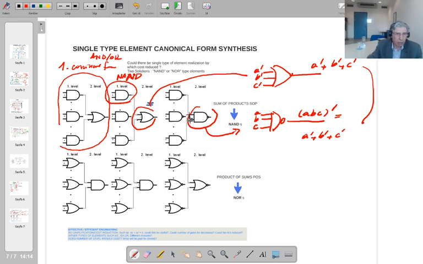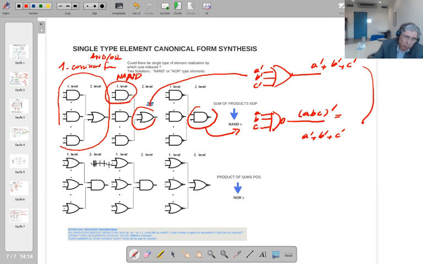Why is it important? Because one type of element is good for storage, isn't it? You don't have to store different types of elements in order to use those elements in your design. You're using only one type of storage. So that's good from the engineering point of view.